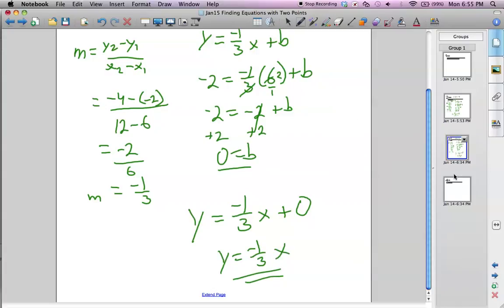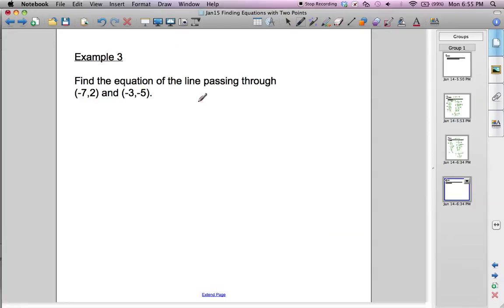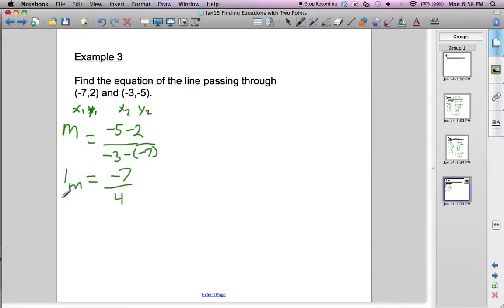Okay, and our last example, we're going to find the equation of this line. We're given 2 points. We can find the slope first. We have to be very careful with the negatives in this question. So this is going to be -5 minus 2 out of -3 minus -7. That's going to be -7 in the numerator. Here we're going to have -3 minus -7 is like plus 7. So that's going to be 4. So our slope is -7 out of 4.